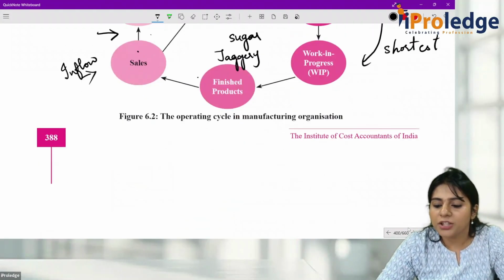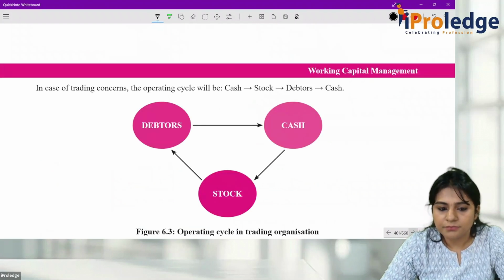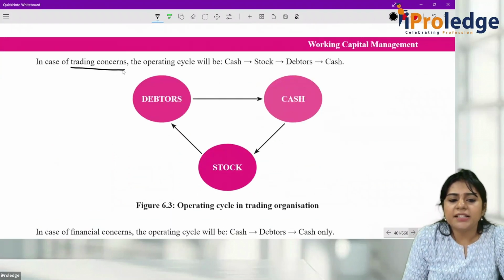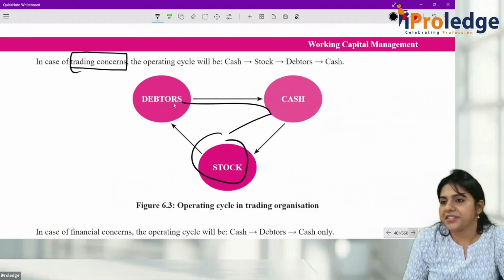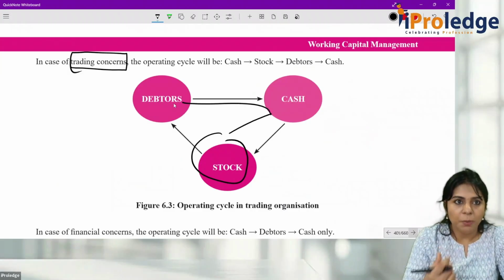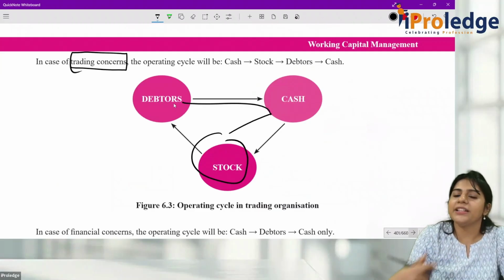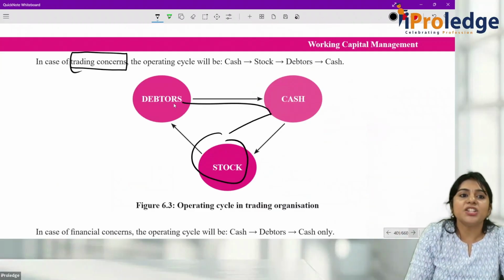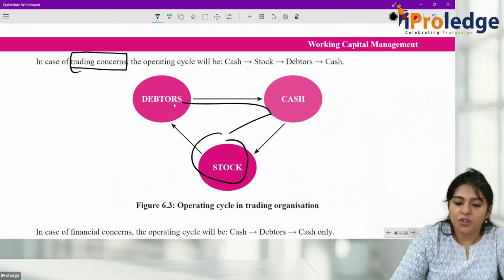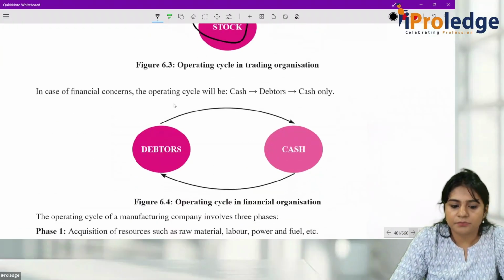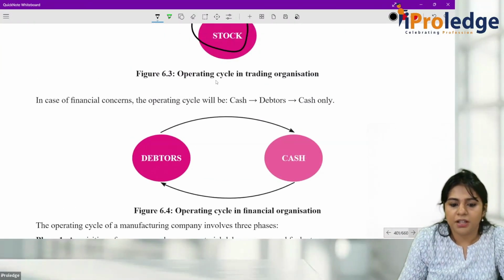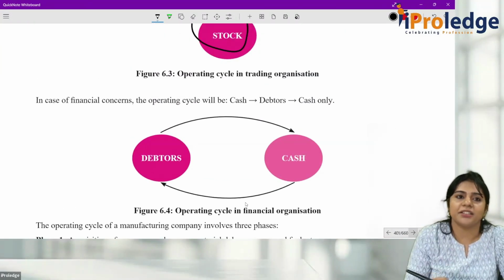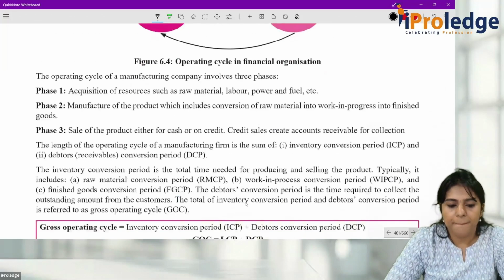This is for a manufacturing organization. For trading concerns, it's simple. You buy stock, stock it, sell it. Debtors means credit period, or otherwise cash sales. So your cash conversion is faster in your trading cycle. In service sectors it is very, very simple. Debtor and cash, cash to debtor. Simple. Okay.